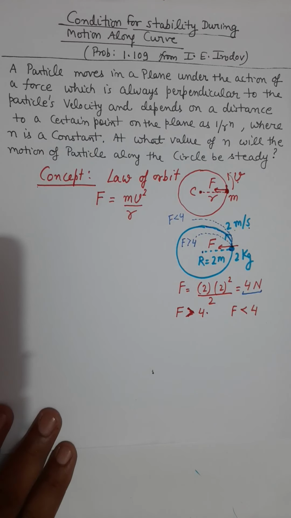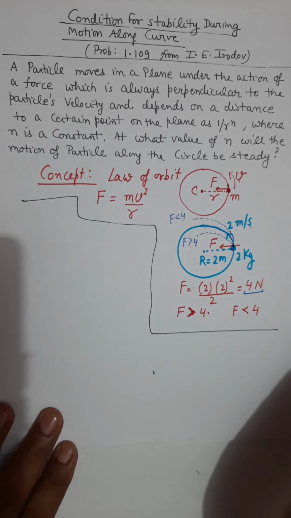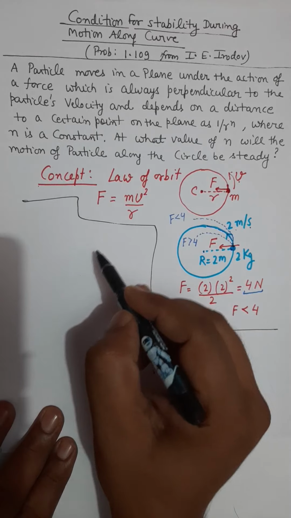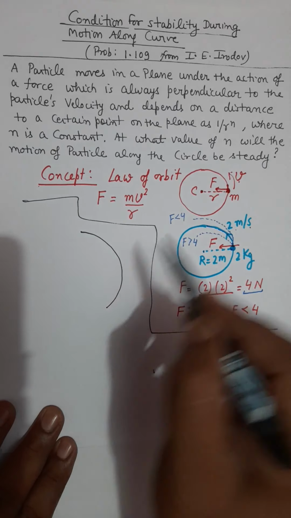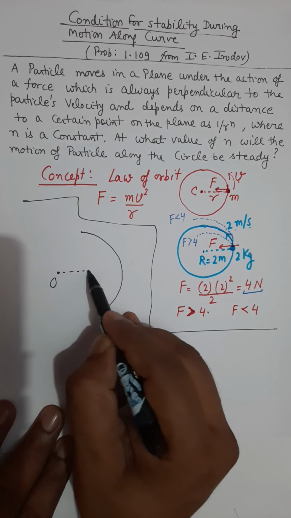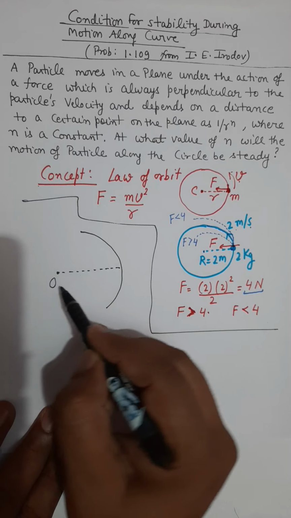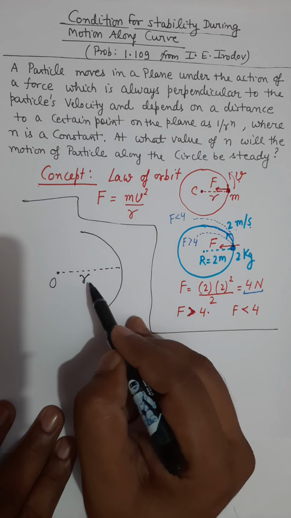Now coming back to the question part. This was the concept behind this question. Here we have a particle moving on a circle, and the force acting on that particle depends on the distance from a fixed point, let's say O, and let's suppose that the distance is r.